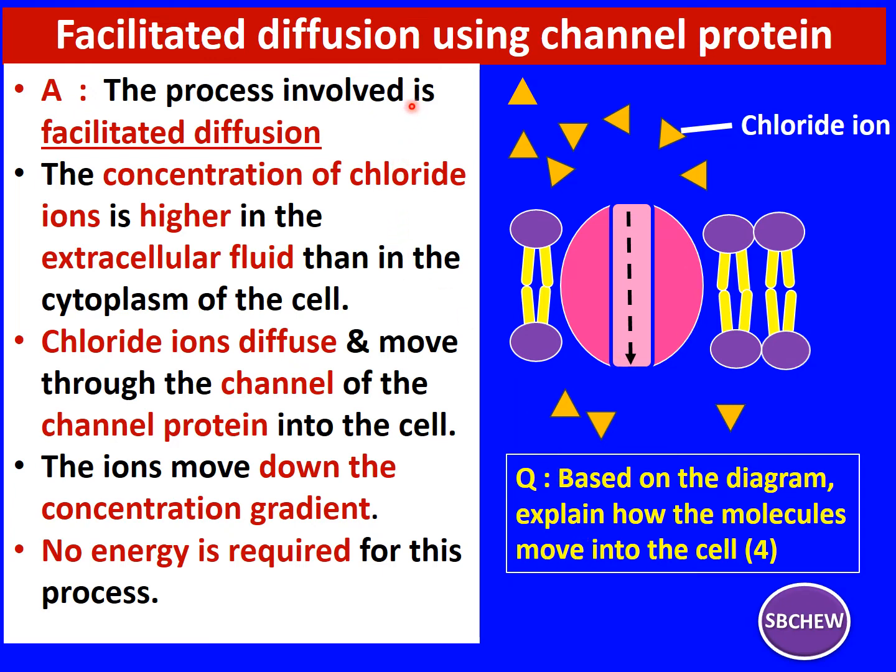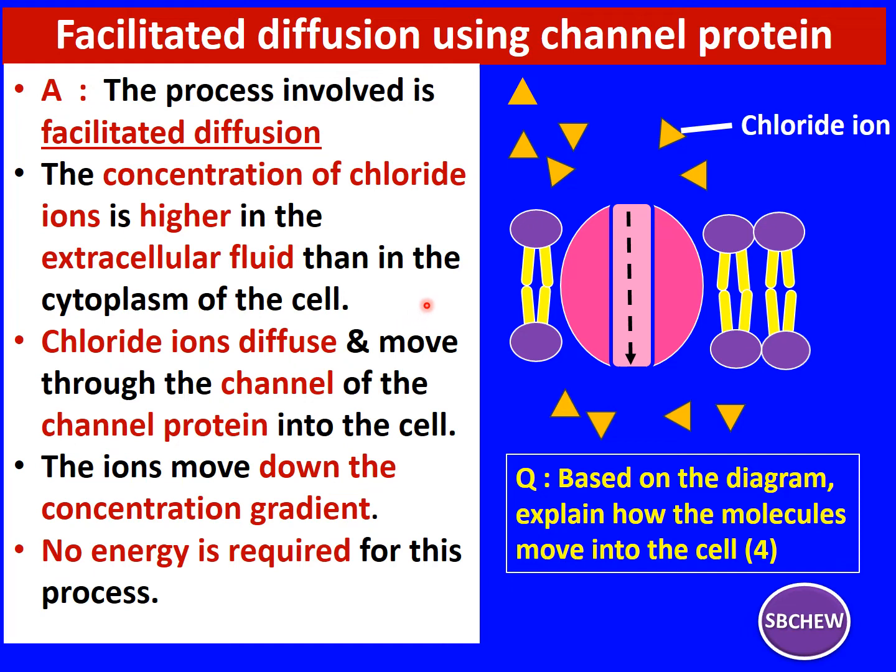So to answer the question, first we mention the type of movement. The process involved is facilitated diffusion. Next, we have to explain the whole process. So always start out with the concentration. Concentration of the substance is higher at one side than the other. Here it is labeled chloride ions, so we use chloride ions. It could be calcium ions and other charged ions. The concentration of the chloride ions is higher in the extracellular fluid than in the cytoplasm of the cell.